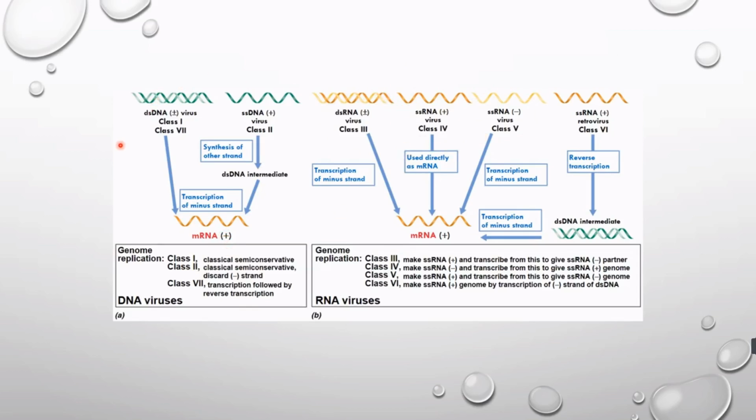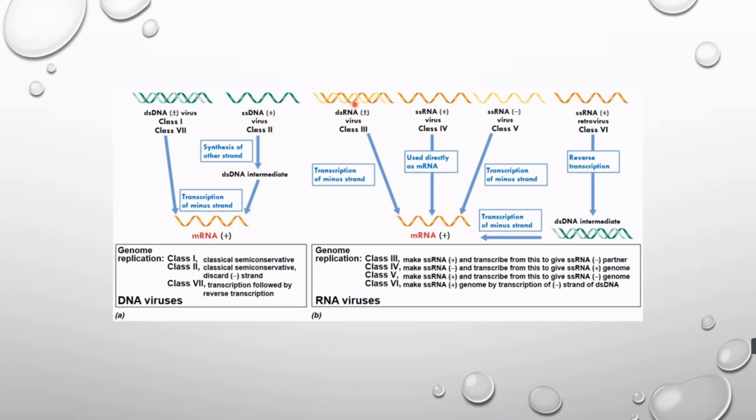So let's deal with the DNA viruses. They're very simple, very straightforward. Why? Because they essentially use your host machinery to function. So double-stranded DNA viruses, class 1 and class 7, essentially use your machinery to produce messenger RNA. Single-stranded plus strand DNA viruses work through a double-stranded intermediate using your host machinery and eventually produce messenger RNA by your normal cell's processes.